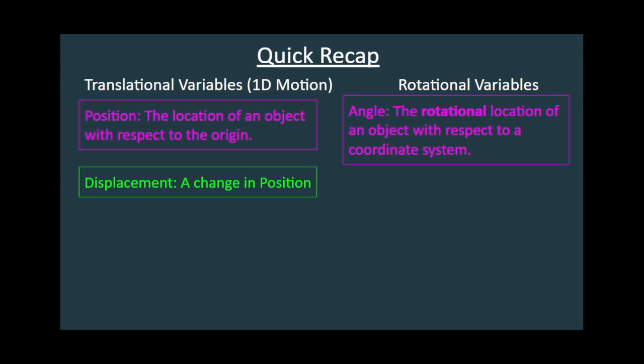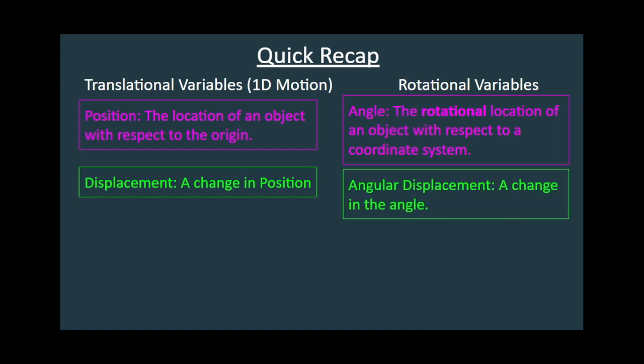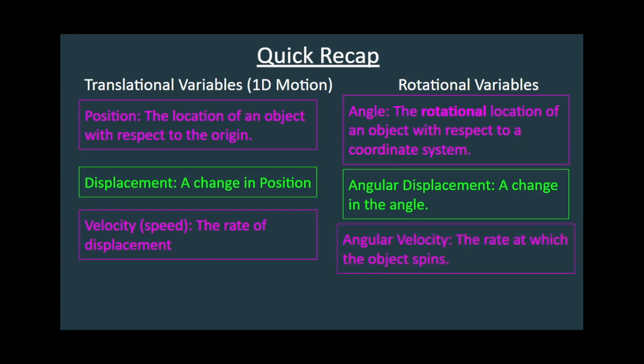Displacement is the change in position, and the angular displacement is the change in the angle. So both very similar here. So we know velocity, or sometimes we call it speed, just meaning the magnitude of velocity, is the rate of displacement, or how fast an object's moving. For rotational variables, the angular velocity is the rate at which the object spins, or how quickly the object is spinning.